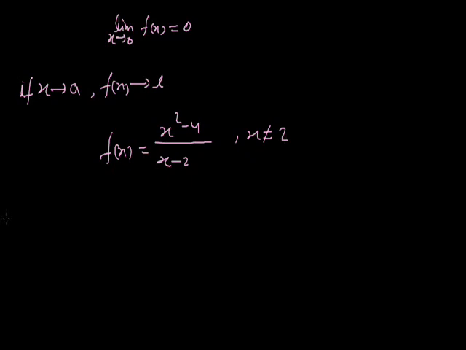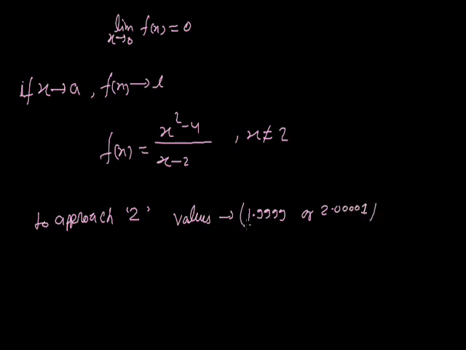There are two ways x could approach a number a, either from left or right. For example, to approach 2, the value could be less than 2 or greater than 2, or we can say the values may be 1.999 or 2.00001, very close to 2, either from the left side or the right side. So there are two limits, the right hand limit and the left hand limit.